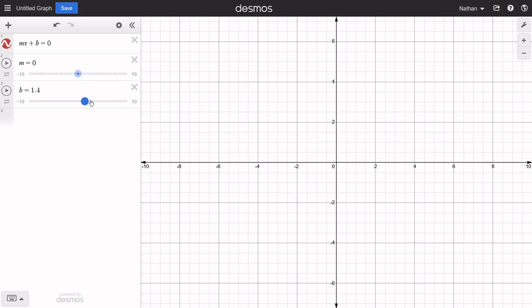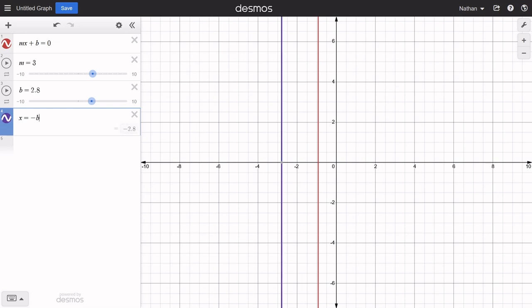So these give us the solutions. Desmos will automatically understand what you're looking for. This is the solution, right? If you subtract b, then divide by m, you're going to get x equal to negative b over m. And you can see we get the exact same line there. This of course is the solution to this linear equation.